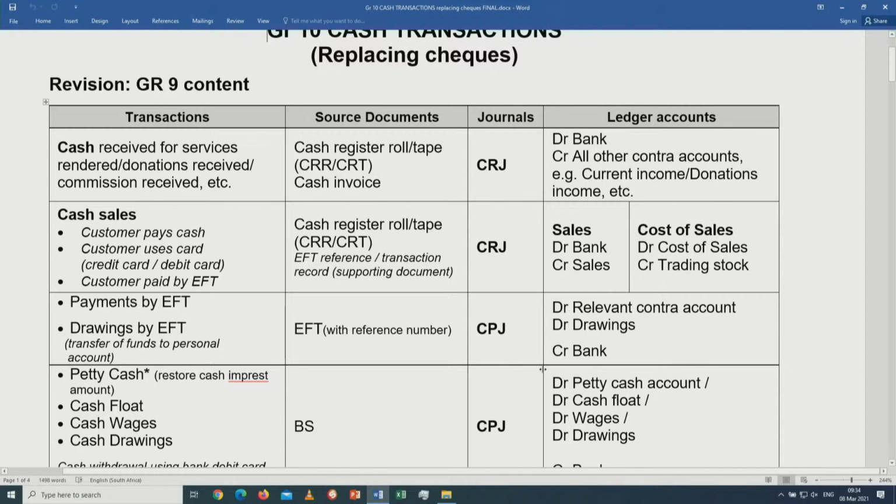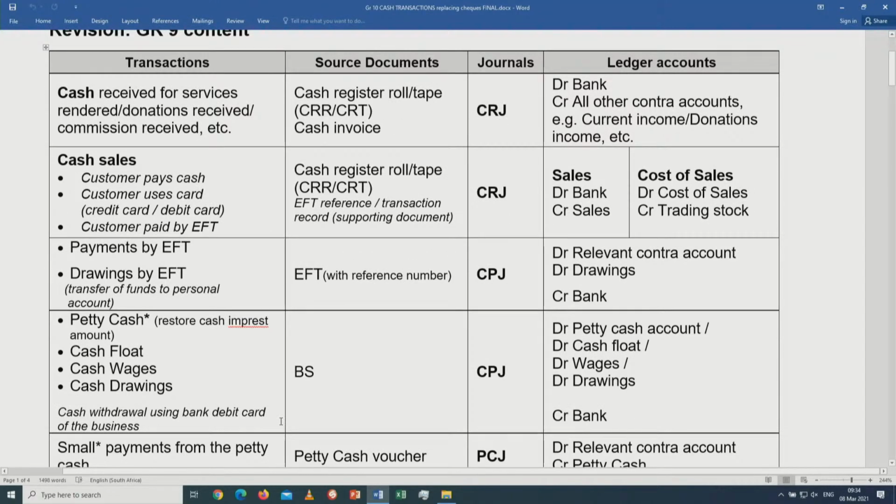You debit your drawings, you credit your bank. Then with the petty cash, you restore the cash imprest amount or cash float or cash wages or cash drawings. It must reflect on the bank statement. On the bank statement, the journal that you are going to use is the cash payment journal, and the bank statement will be your source document.